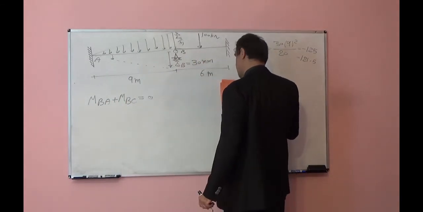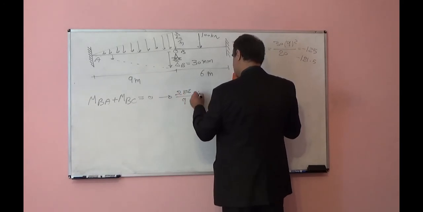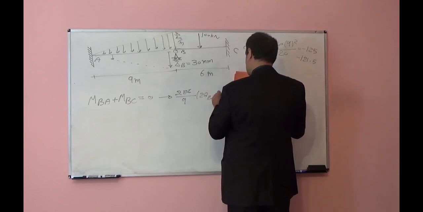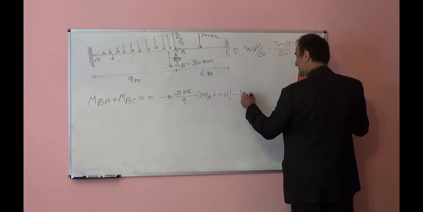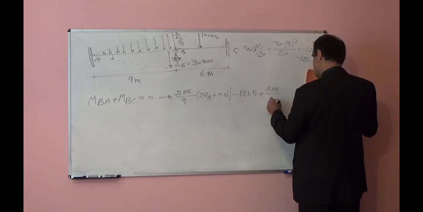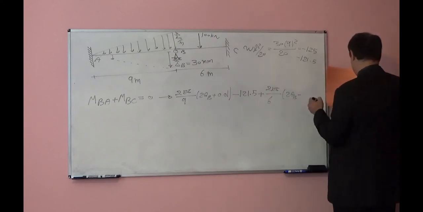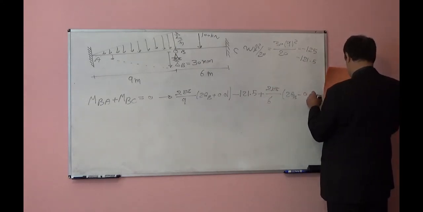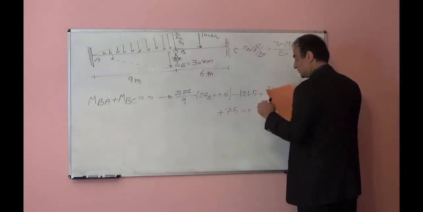If I plug that in, I will have 2EI over 9 times (2 theta B plus 0.01), minus 121.5, plus 2EI over 6 times (2 theta B minus 0.015), plus 75 is equal to 0.